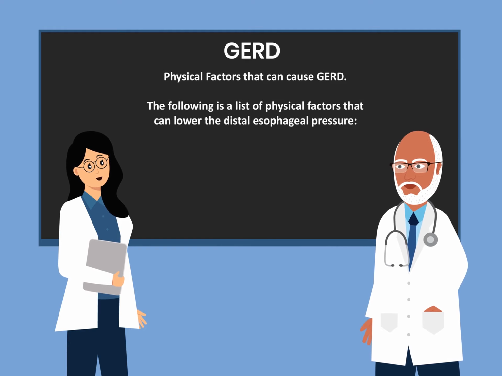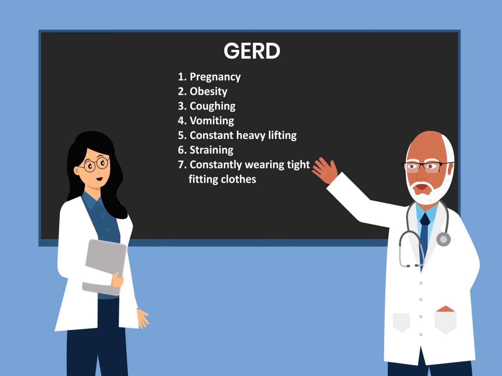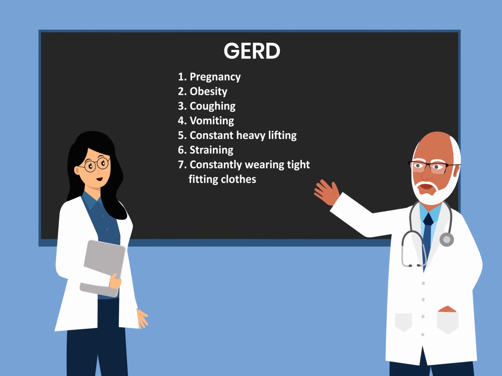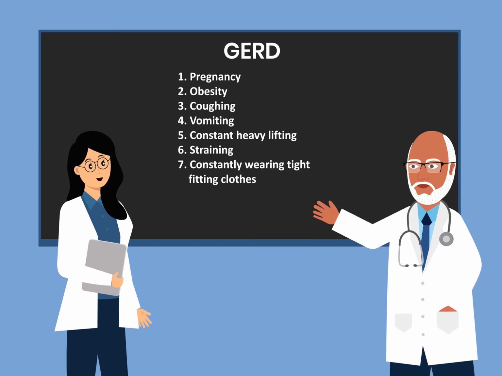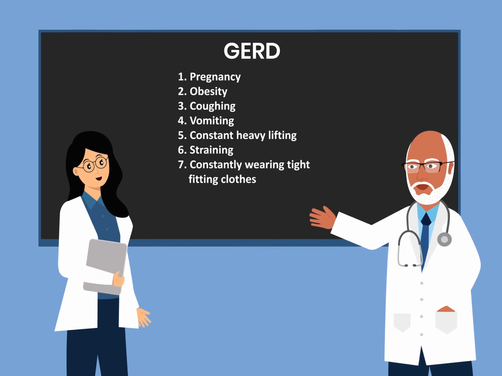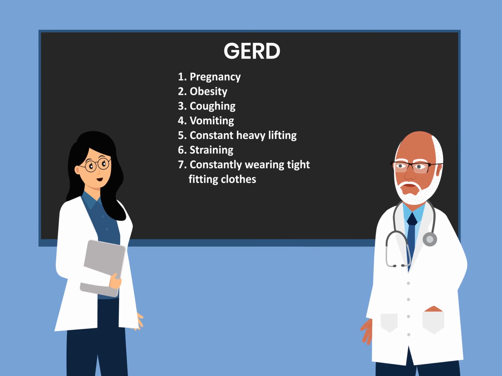Let's talk about some physical factors that can cause GERD. The following is a list of physical factors that can lower the distal esophageal pressure. We'll begin with pregnancy, then obesity, then coughing, fourthly, vomiting. Next, constant heavy lifting and straining, and lastly, constantly wearing tight-fitting clothes.